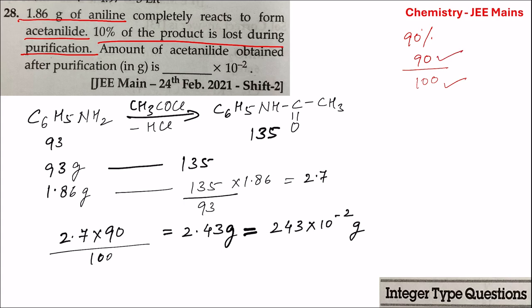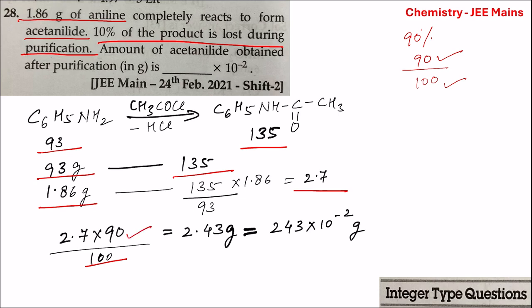Now aniline molecular weight is 93. Acetanilide molecular weight is 135. Now according to this reaction, 93 gram of aniline gives 135 gram of acetanilide. So 1.86 gram of aniline will give 2.7 gram of acetanilide. Now 10% of it is lost. Only 90% is obtained after purification. If initially 100 gram of acetanilide is formed, then 90 gram of acetanilide is obtained after purification.